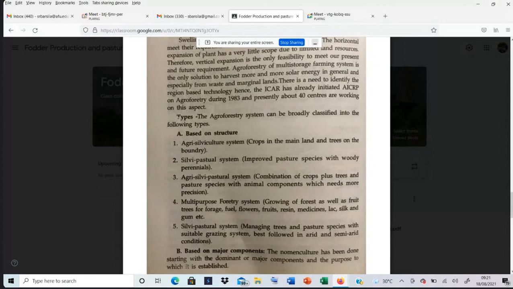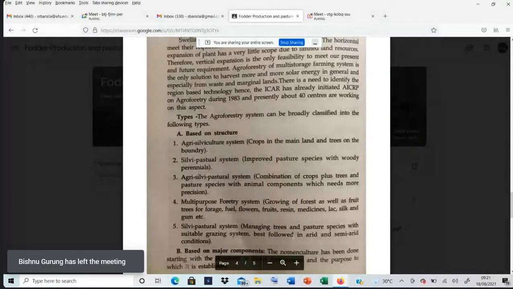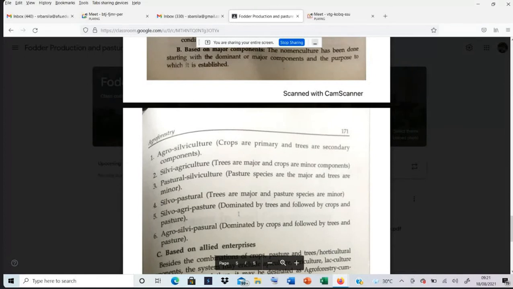In the improved pasture system, pasture species are grown with woody perennials. In the multi-purpose forestry system, we have multi-purpose forest trees that can be used for timber, fuel wood, flowers, medicine, or something else. Anyway, that's multi-purpose. Based on components, the system may be agri-silviculture.